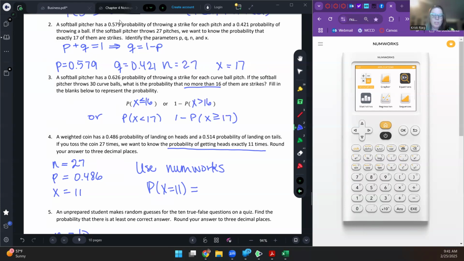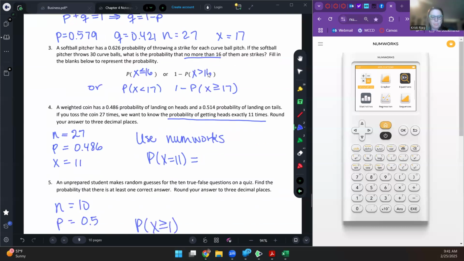P is, well, in this problem, you kind of have to read all the way through to know what a success is. It says we want to know the probability that they get exactly 17 strikes. Okay, so strikes is success. Therefore, 0.579 is a strike. There's our P, our success. The other probability, the 0.421, is our Q, our failure. And N is 27 and X is 17 because they want exactly 17.